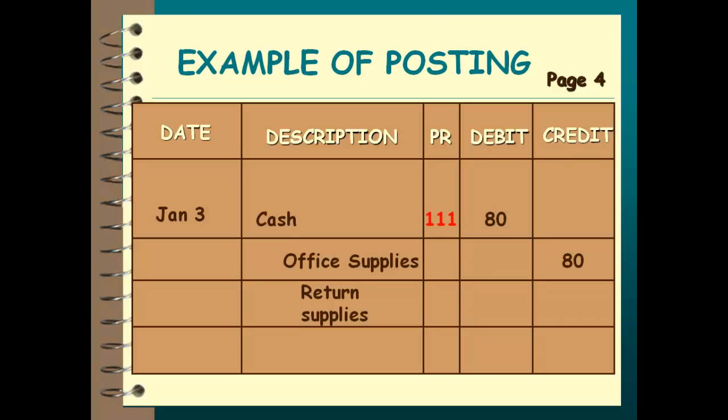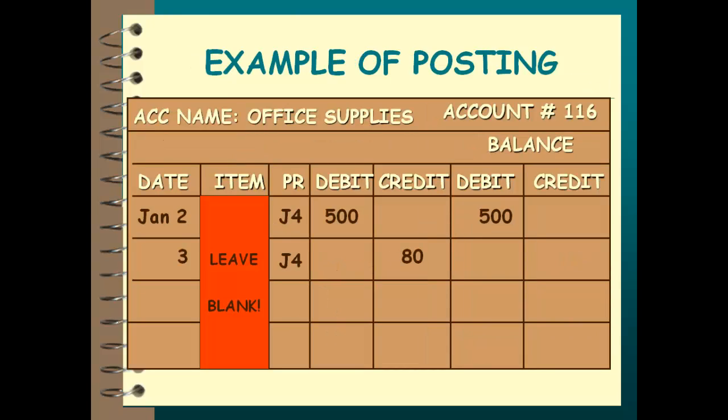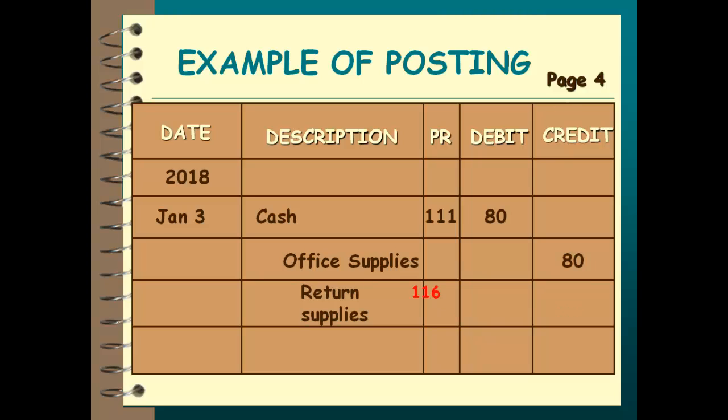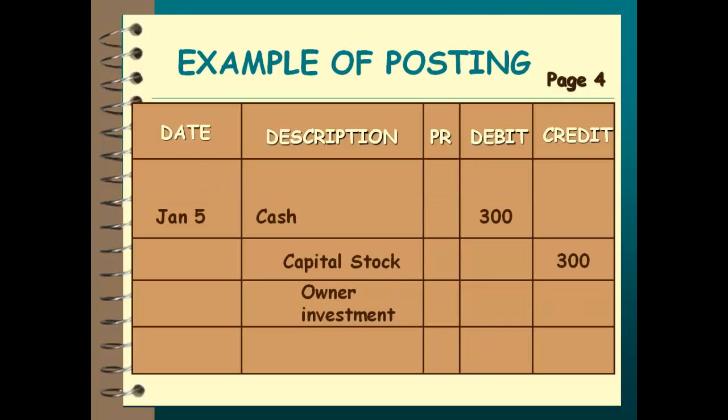All right, the next entry, credits office supplies. Well, let's see. That's our third account down, I think, on the ledger page. We had a debit balance. Now we make a credit entry. Debit balance, credit entry. Same side or opposite side? Opposite. Add or subtract? Subtract. My new balance is $420. It is a debit. Why? Because the $500 debit was bigger than the $80 credit. I just posted that to account 116. So we're going to go back to the journal and in the PR column write the 116 where we posted it to.